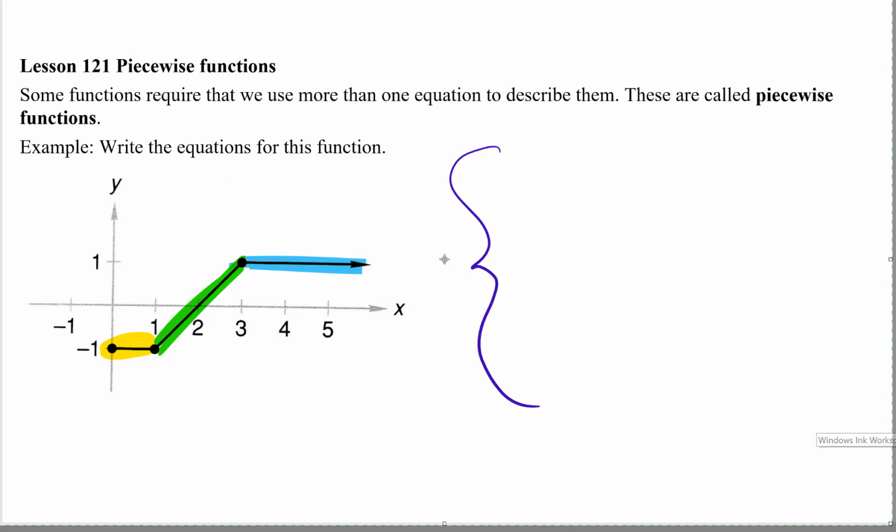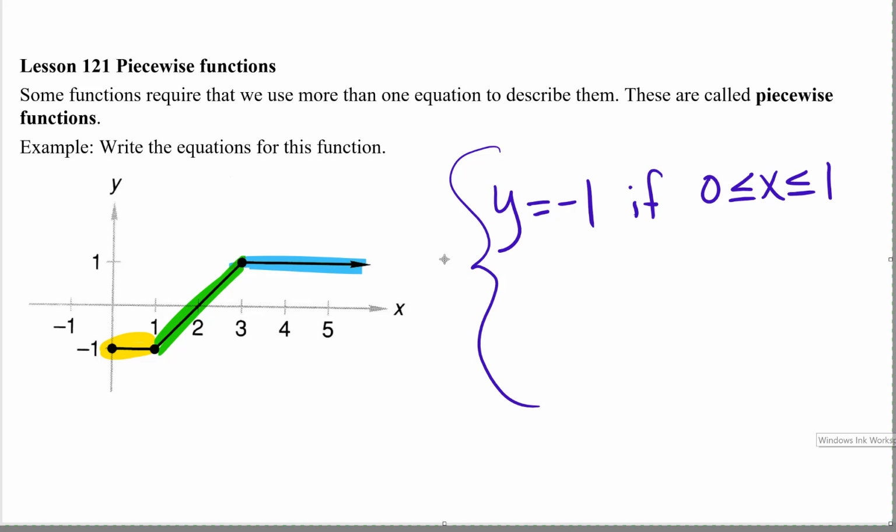First of all, we have this horizontal line, and it's y equals -1. That's going on if x is between 0 and 1. As you go along with your x-coordinate, starting at 0 and going over to 1, that's what kind of graph you have. So that's how we would write that part of the graph.